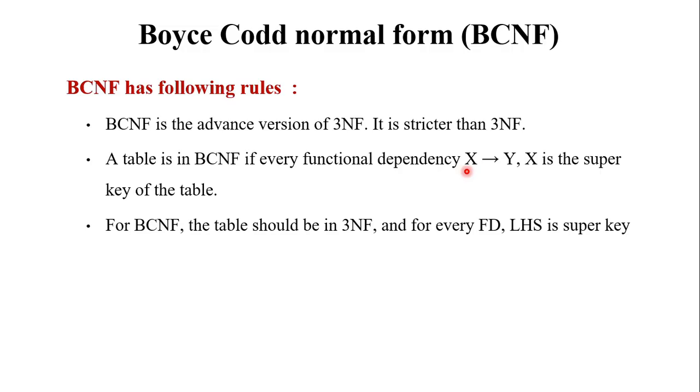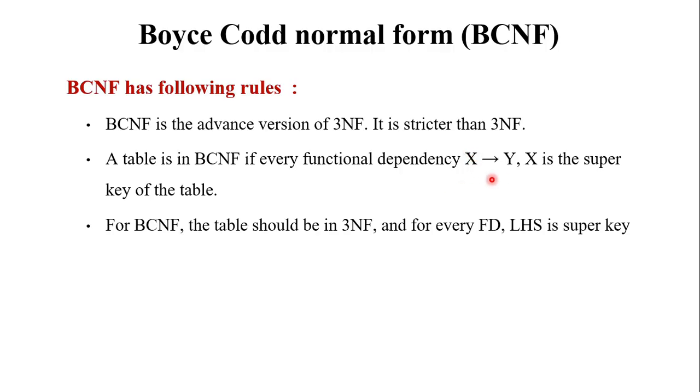In the last session, we discussed what a super key is. A super key is a superset of the candidate key. So a key is a set of attributes used to identify the row, right? That is what the super key is. So the X, or the left hand side, should be the super key. That is the fourth point. So for BCNF, the table should be in 3NF, and for every functional dependency X determines Y, or Y depends on X, in that case X must be the super key. A set of attributes should be used to identify the row or tuple. That is the rule.